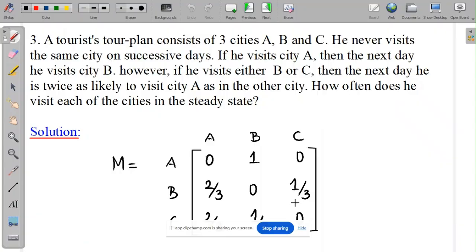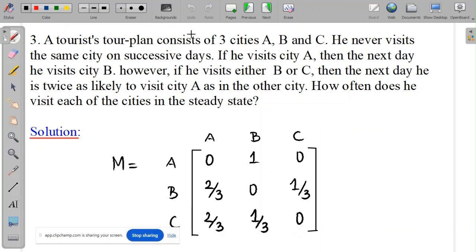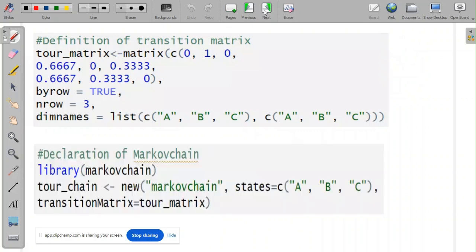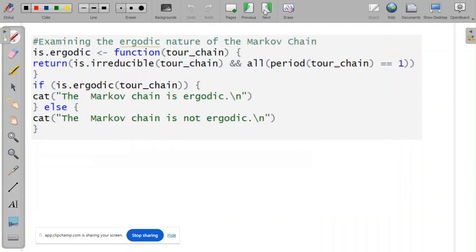The next problem we'll look at is the tourist plan consisting of three cities A, B, and C. Description, we in fact define the TPM as a 3 by 3 matrix with 9 entries. So moving on to the code, we first define the entries of the matrix. We list the elements row wise, and then we declare the Markov chain. I call this Markov chain as the 2 chain and the corresponding matrix as a 2 matrix.